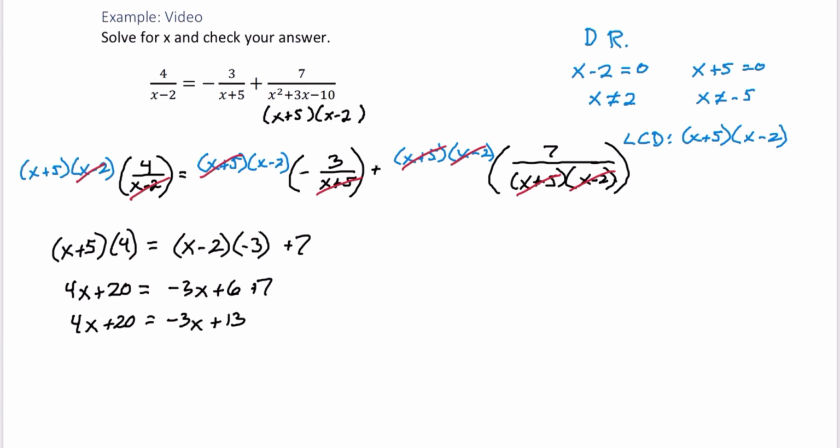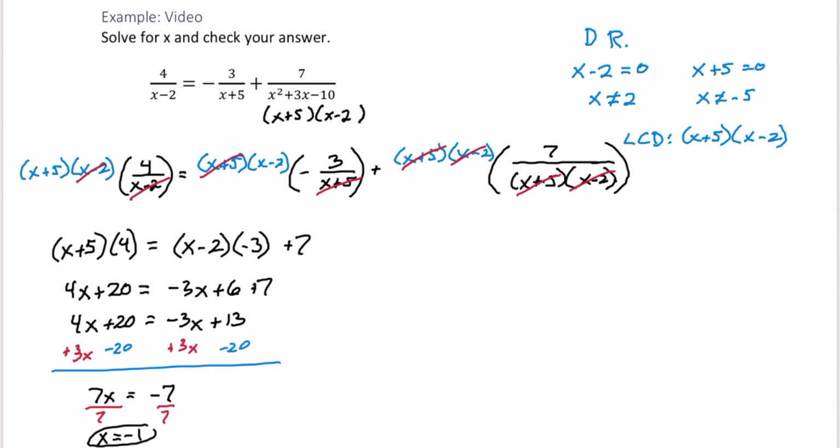At this point, we want to move all the x's to the left. We'll add 3x. And move the constants to the right. So subtract 20. 7x equals negative 7. Divide by 7. And we get x equals negative 1. Notice that's not a restricted value.